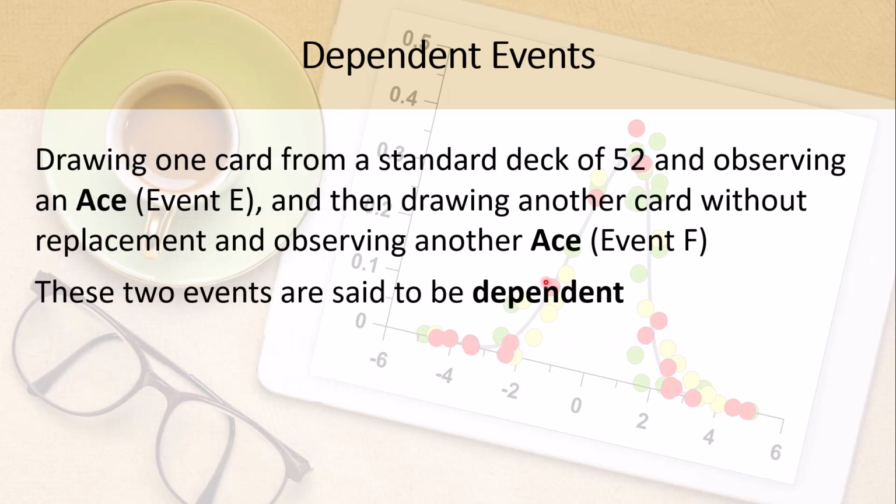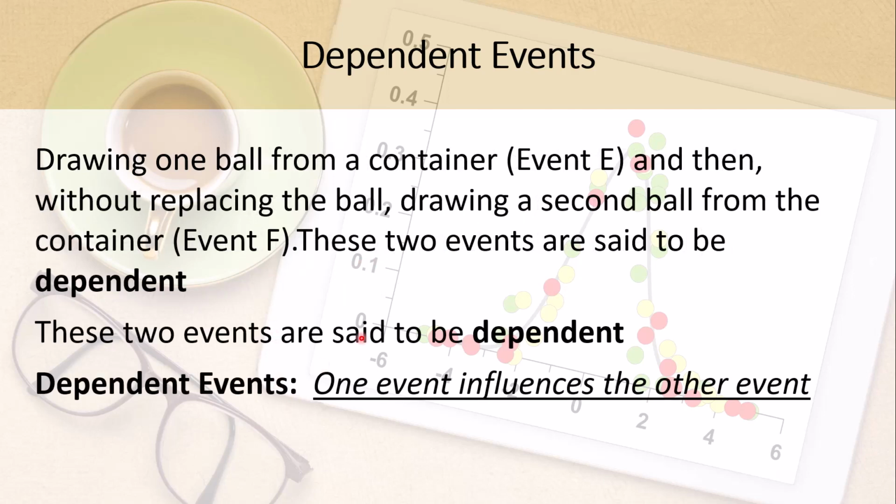To beat this horse a little bit longer, let's just take a look at the event of drawing one card from a deck of 52 cards and observing that that happens to be an ace. We would call that event E, and then drawing another card without replacement and observing another ace. Remember, after you've drawn that one card, you only have 51 cards left, and you also only have 3 aces left. These are dependent events, and the reason why is because event E directly influences event F.